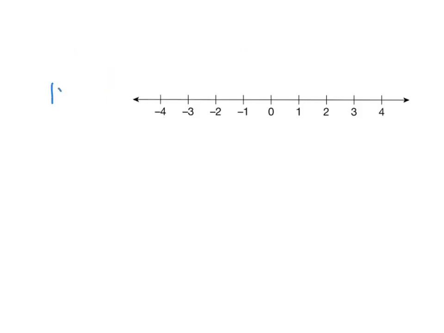Since absolute value means the distance a number is from 0, when I say that the absolute value of x is equal to 2, there's two numbers that are 2 units away from 0. There's positive 2 and negative 2. So this has two answers. My answers would be x equals negative 2 or x equals positive 2.